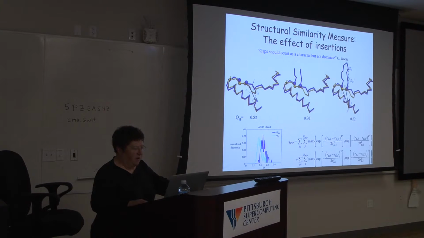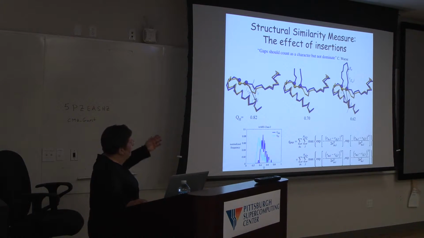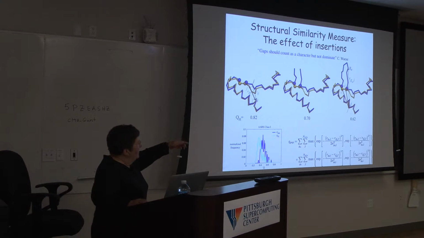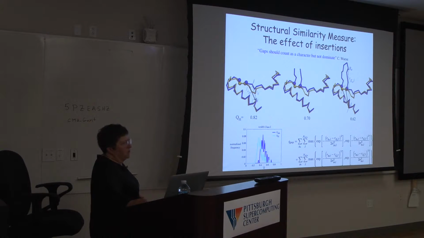And then just to give you a feel for it, let's grow that gap in. And you would have a Q score. If there's no gap, that looks like a pretty good alignment. That would be a score of 0.82. The next one, you're starting to grow the gap, 0.7. And then that bigger loop would be 0.62.